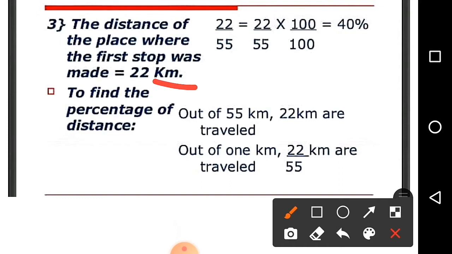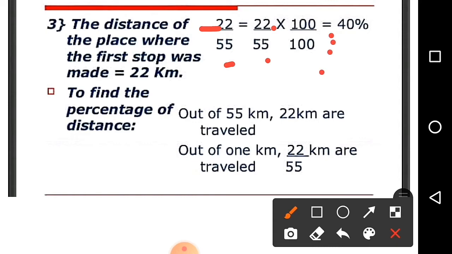Okay, so this is 22 kilometer. We have to convert it into percentage. So how will we convert? The total distance we have to write in the denominator. So total is 55, out of that 22, they have the first stop at 22 kilometer. So 22 divided by 55, and multiply both by 100, into 100.